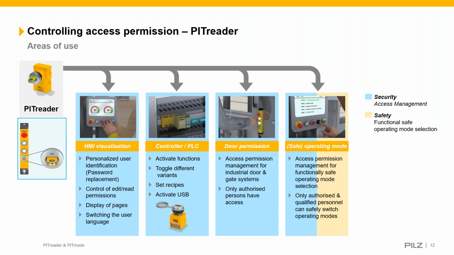But the benefit of that, again, being that if a key was lost or misplaced, with a conventional mechanical system, you'd have to reorder the duplicate key. If that original key that was lost was then found, you've effectively got two keys of the same code on site, which would mean that you could override the system. With ours, if a key was lost, you could block it. And then finally, we have safe operating mode, and that's access permission management for functionally safe operating mode selection. So again, only authorized qualified personnel can safely switch operating modes of the machine.